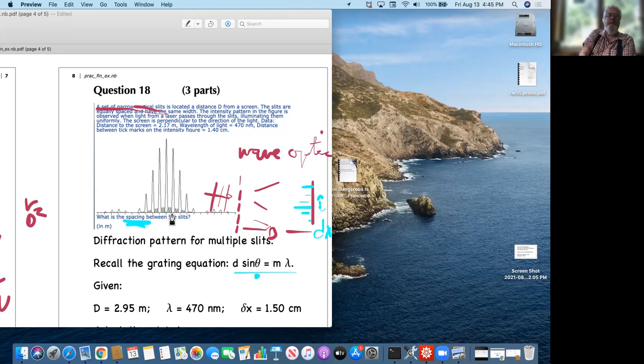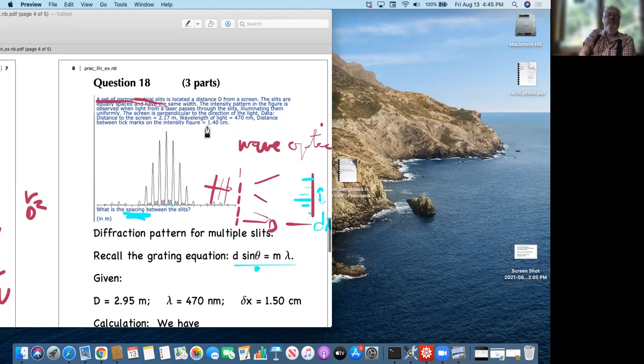The first bright fringe is a distance 1.4 centimeters. It says the tick marks are 1.4 centimeters apart. So this distance is 1.4 centimeters. That's the 1.4 centimeters.